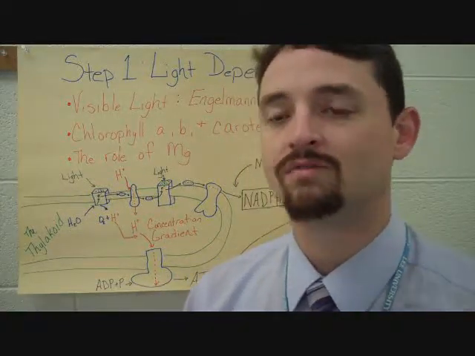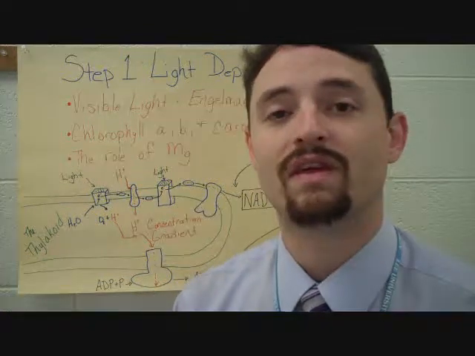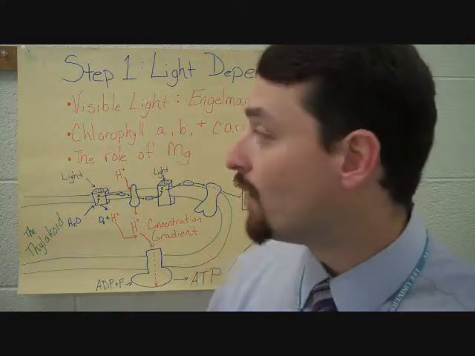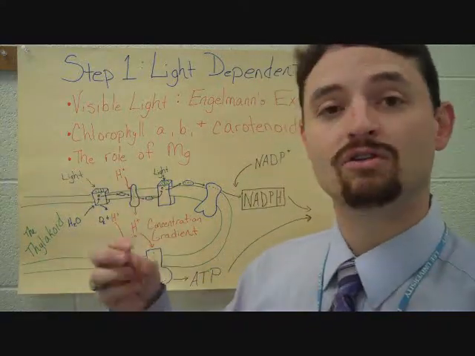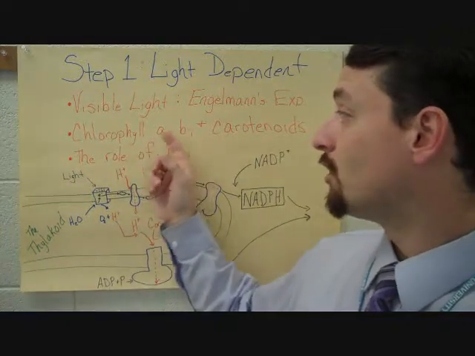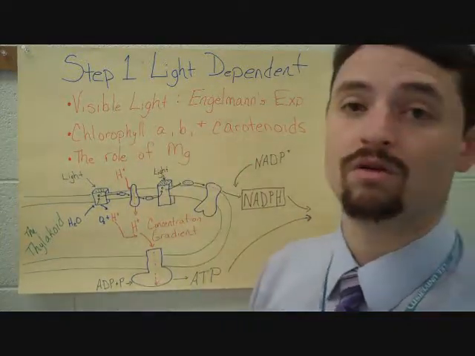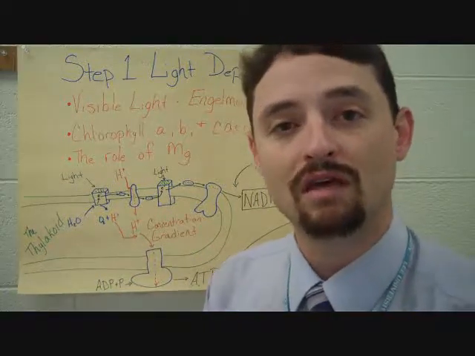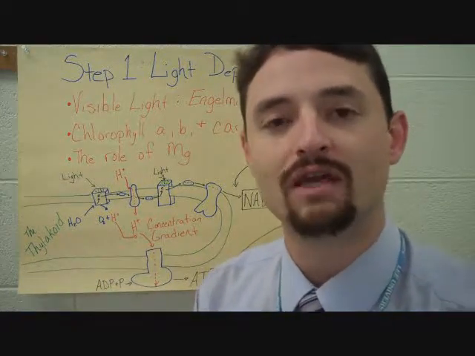That green light is more reflected, and that's why they appear green, and the other lights are more absorbed. Now, what actually absorbs those are pigments, and there are three different pigments in photosynthesis that we look at: chlorophyll A, chlorophyll B, and the carotenoids. Chlorophyll A and B are the primary pigments, and those are the ones that give the leaf its green color by reflecting that green light.